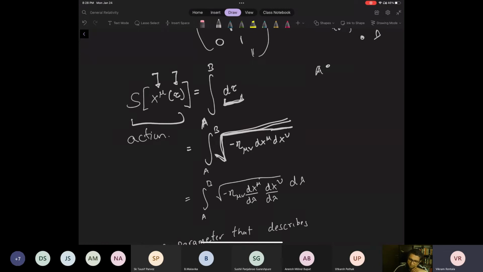Now instead of parameterizing the trajectory using proper time, I can parameterize it using any other parameter. It doesn't even have to be proper time. I'll call that parameter lambda, so I can write it like this. I'm free to choose this parameter, and this equation will take the same form no matter what choice of parameter I use. So this action has a symmetry, which is called reparameterization invariance.